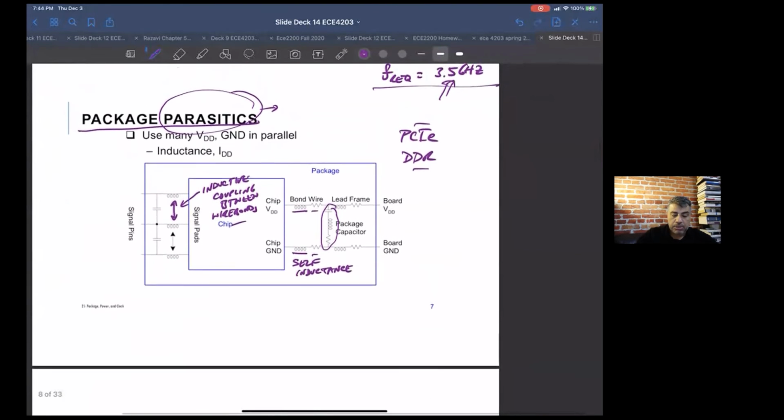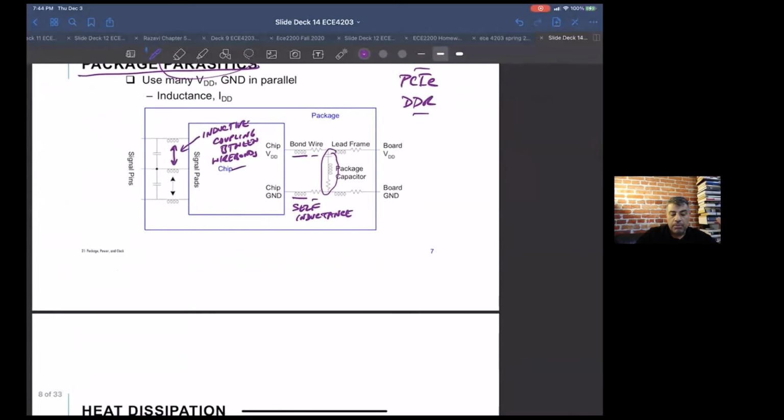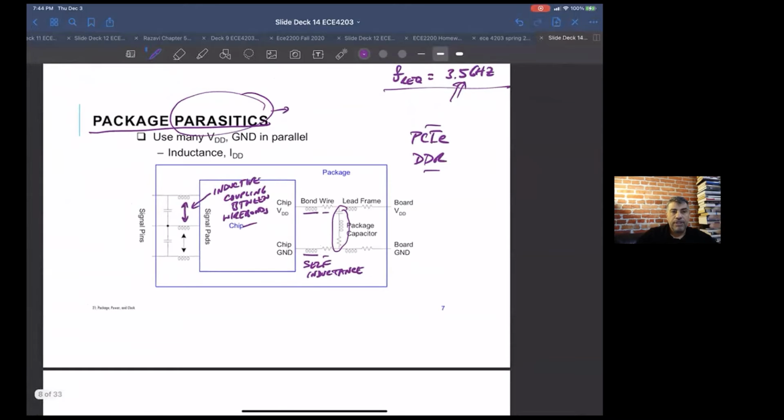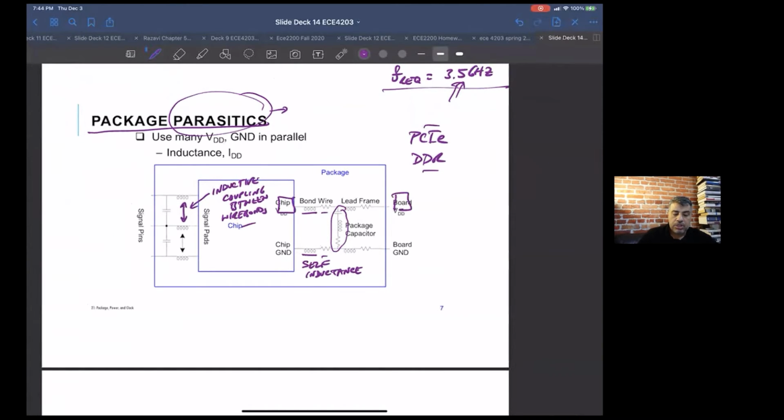We're going to come back to package parasitics, but basically what we're saying here is you have a lot of stuff in the package that you'd rather not have. That nice electrical interface from the chip to the board isn't just a short. It's going to have inductance, resistance, and capacitance. The different lines are going to talk to each other because of coupling, etc. So the package itself has a lot of issues.